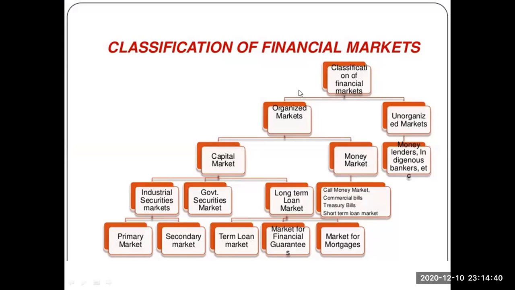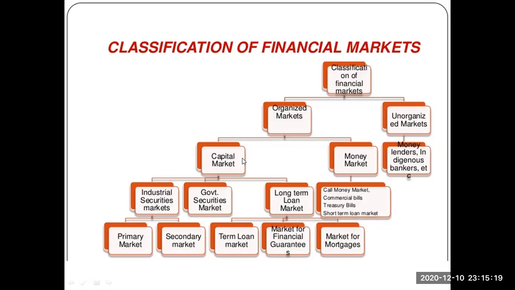The classification of the finance market is organized markets and unorganized markets. Unorganized markets are only money lenders, bankers, like that. Then organized markets have the capital market and money market. In the capital market there are industrial, government and long-term markets. Within the industrial market, there are primary and secondary markets. The long-term market is classified into three: term loan market, market for financial guarantee, and market for mortgage. Then the money market can be divided into three: call money market, commercial bills, treasury bills, and short-term loan market.